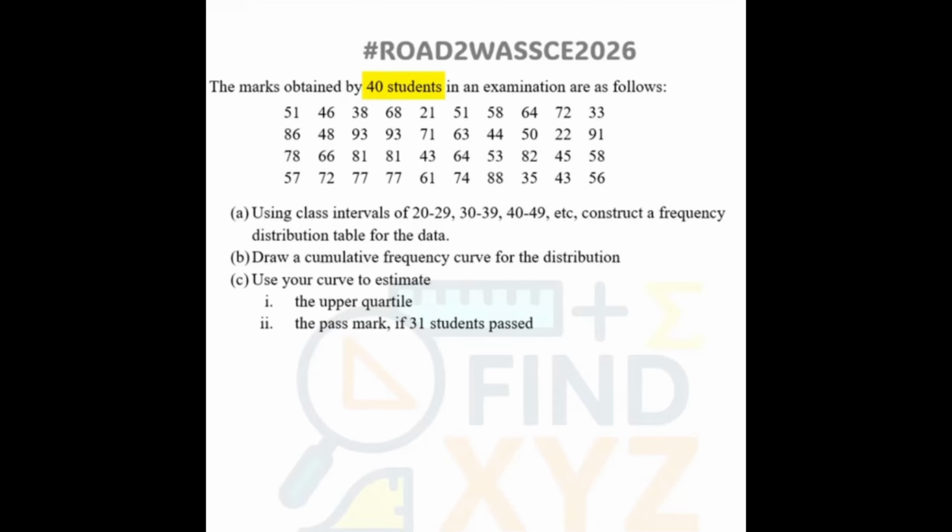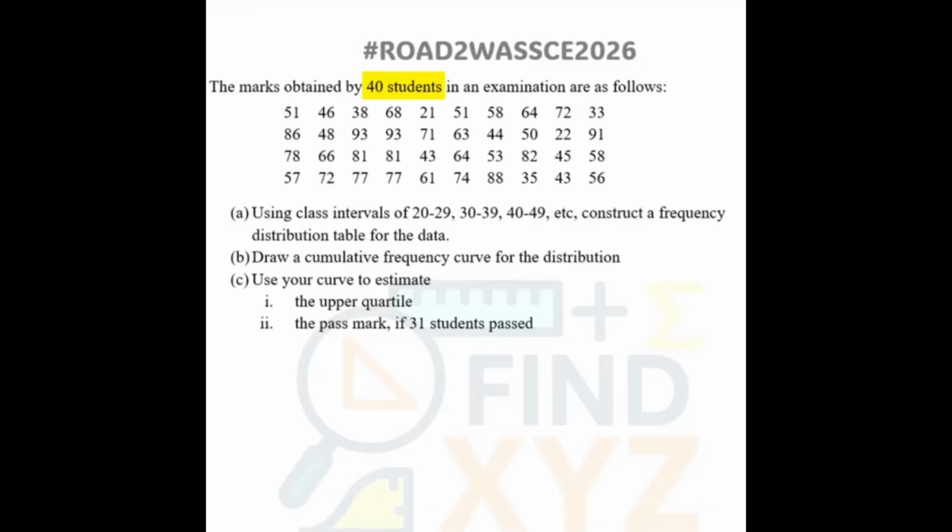Additionally, we are going to draw a cumulative frequency curve for the given distribution, and then we are going to use our curve to estimate two things. The first one is the upper quartile, and then the pass mark if 31 students passed this examination. Let's dive in. Now, because we have raw data listed, we need to arrange this data into the given interval.